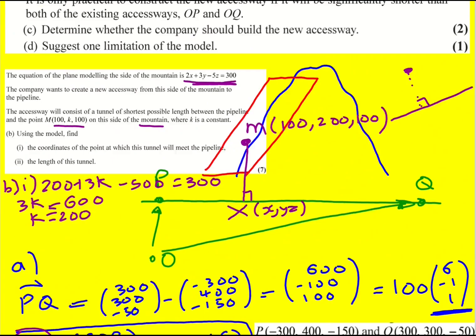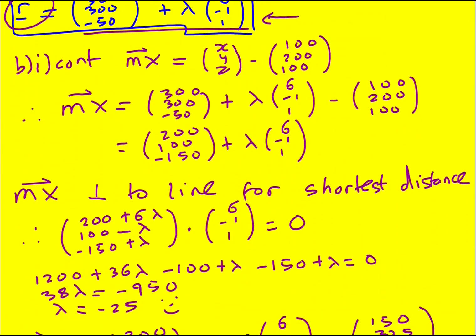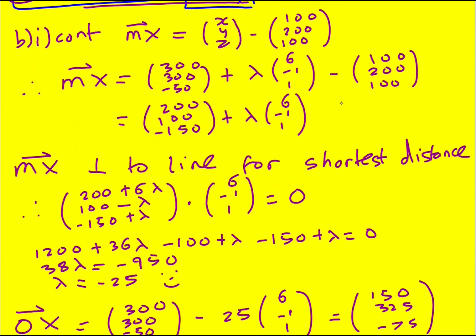We're also asked to find the length of the tunnel. So for this, I need to get back to MX and sub in 25, which is going to give me, remember it was minus 25, so it's going to be (-50, 125, -175).